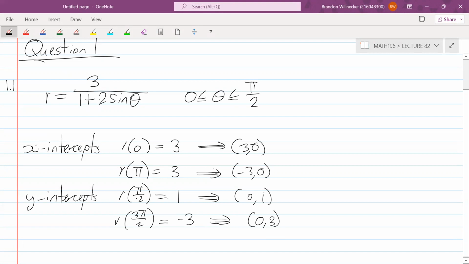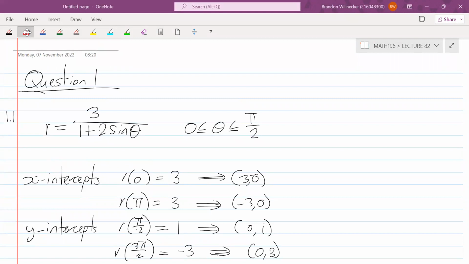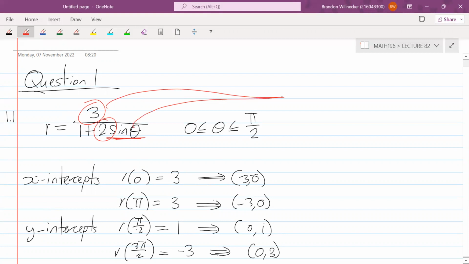Now, what kind of graph is this? Well, first note that we have this 2 over here. So we know it's going to be a hyperbola. Next, it's sine theta. So that tells us we're dealing with a horizontal directrix. And this 3 tells us that it's a positive one. So the 3 and the sine theta tell us that we have a horizontal positive directrix.